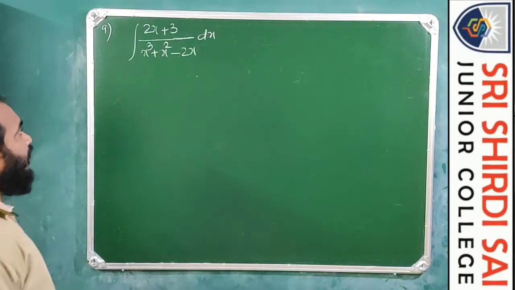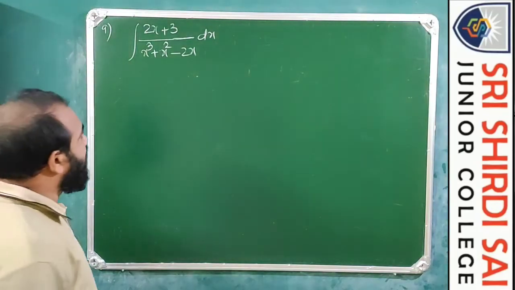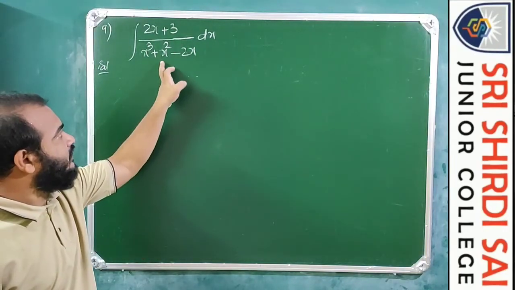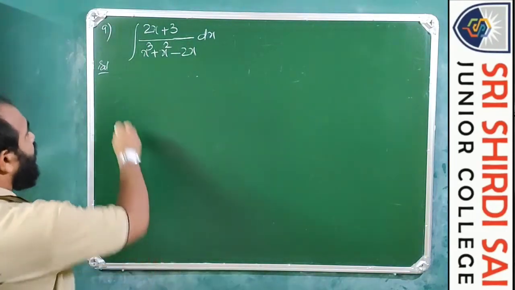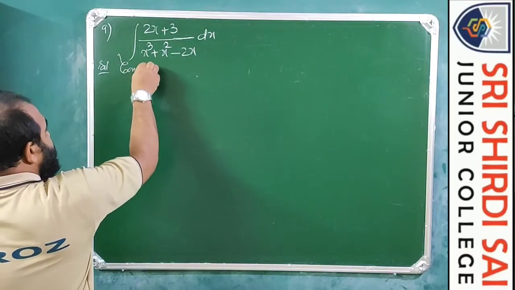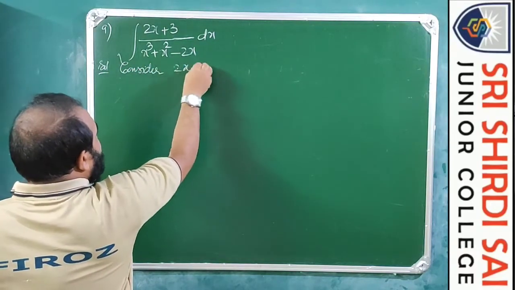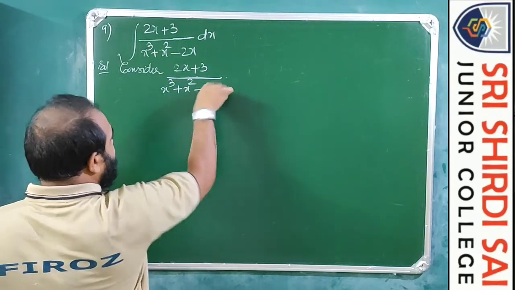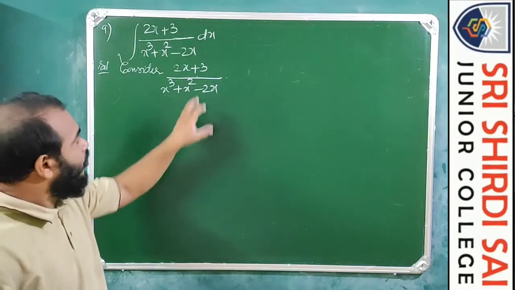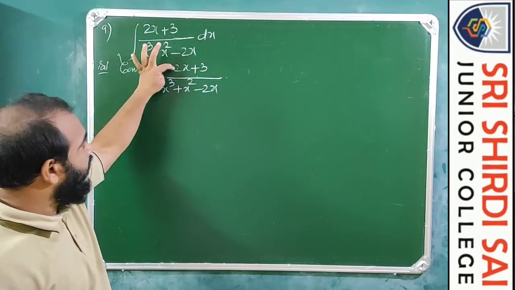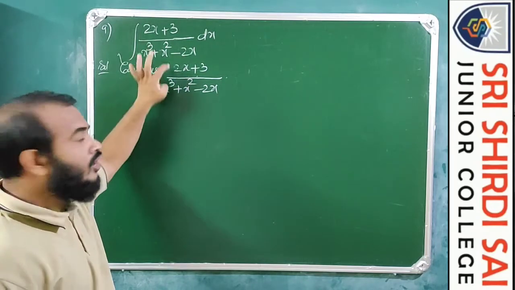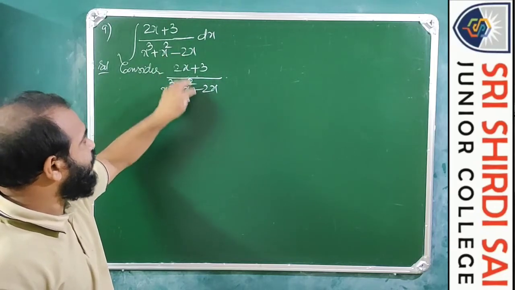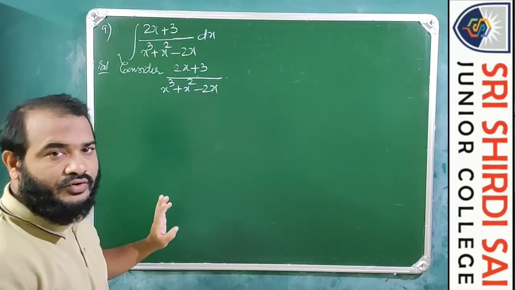Integral of (2x plus 3) by (x cube plus x square minus 2x) dx. So let us first consider (2x plus 3) by (x cube plus x square minus 2x) without the integral. So this is a fraction with both numerator as well as denominator being polynomials in x. Therefore, this is a polynomial fraction, or simply a fraction, or rational fraction, whatever it is.